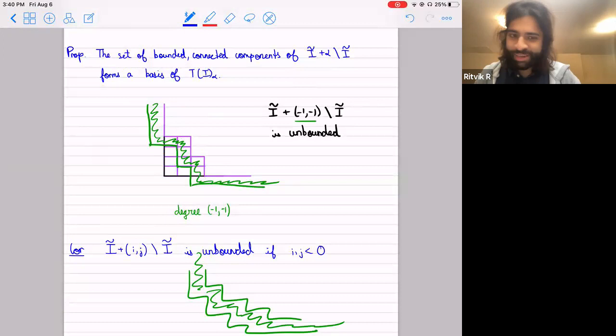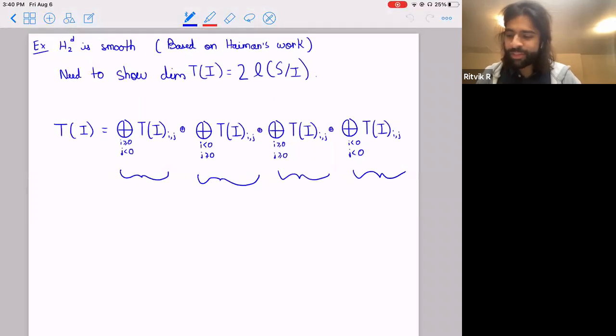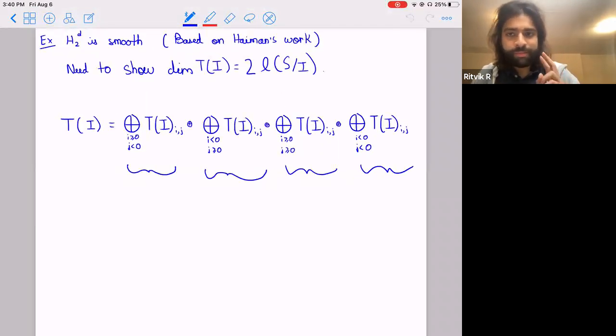We did so many examples, but now we can get back to what happens when you use this grading. So let's get back to the Hilbert scheme of points in the plane. Okay. So this is Haiman's original proof of the smoothness of this. So Fogarty proved it smooth. Various people have proven it smooth in various different ways.